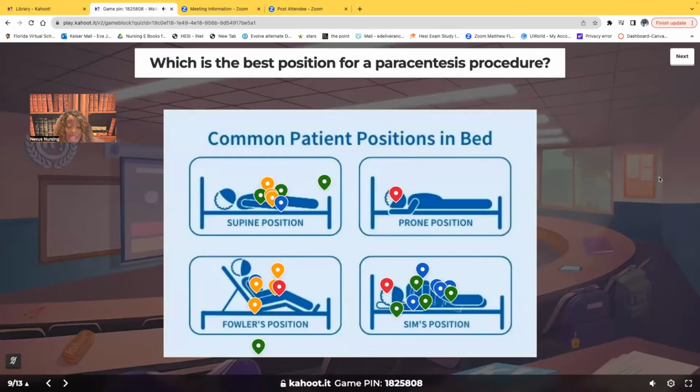Oh my gosh, I'm so happy I added this question. The correct answer, guys, is Fowler's position. If we're going to be specific, it's going to be high Fowler's. I couldn't find the high Fowler's, so that's why I just chose the Fowler's. But excuse me, it's going to be high Fowler's.